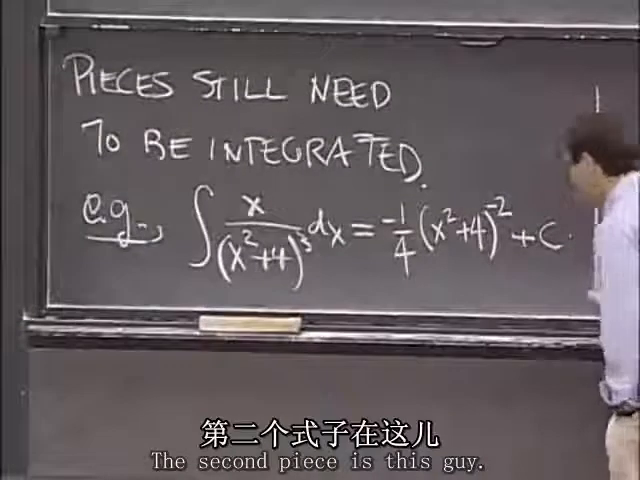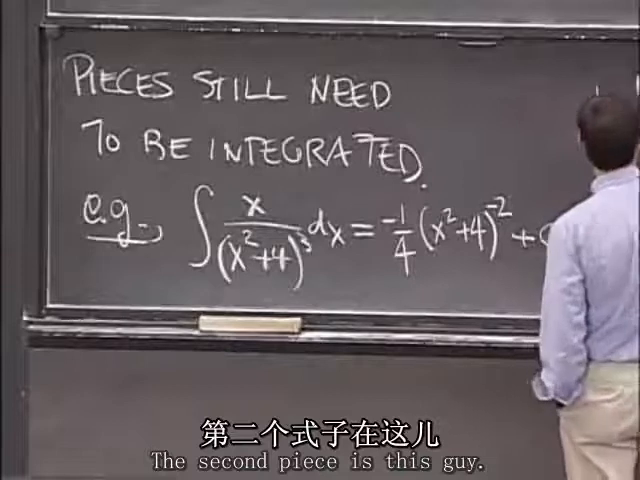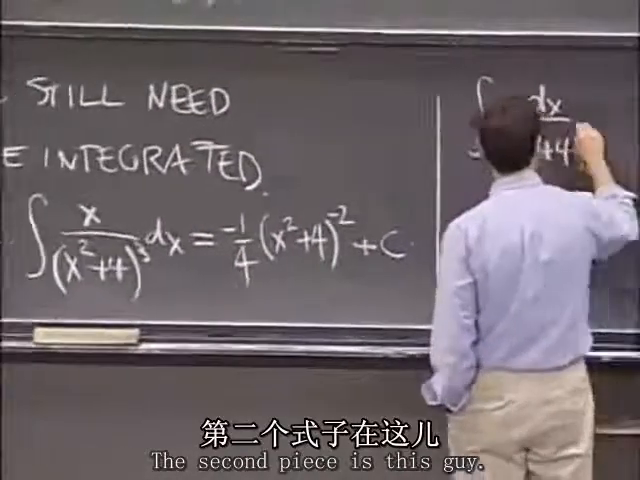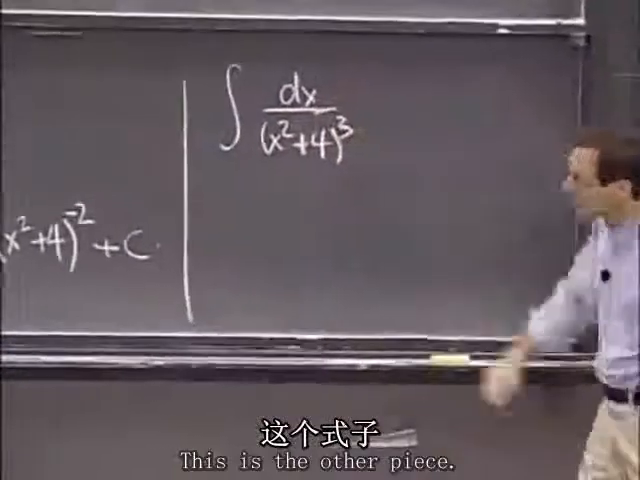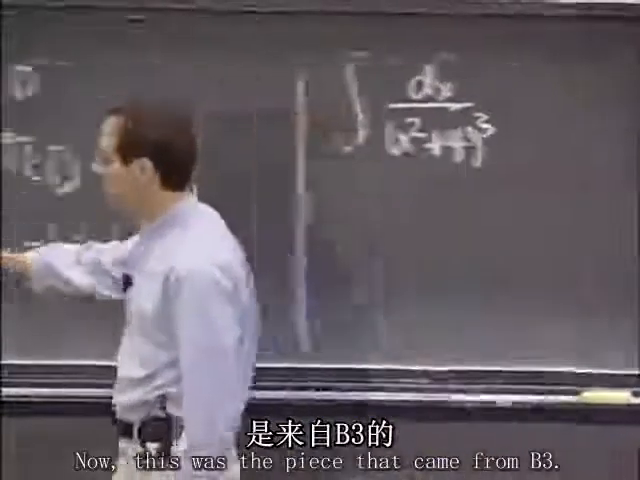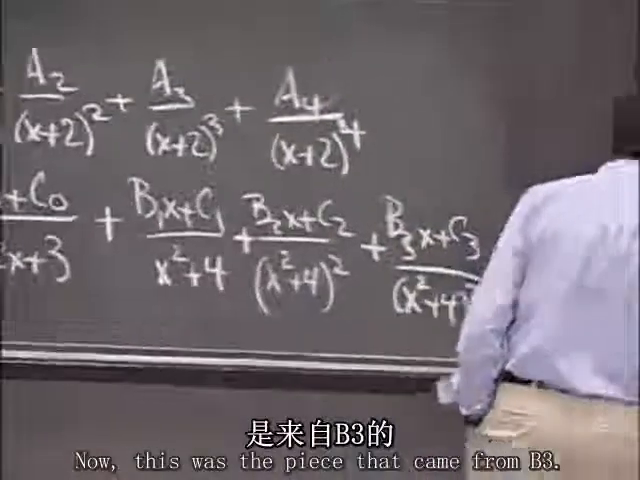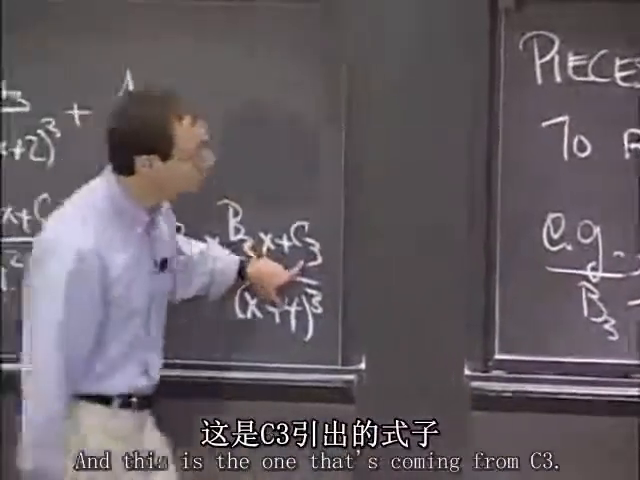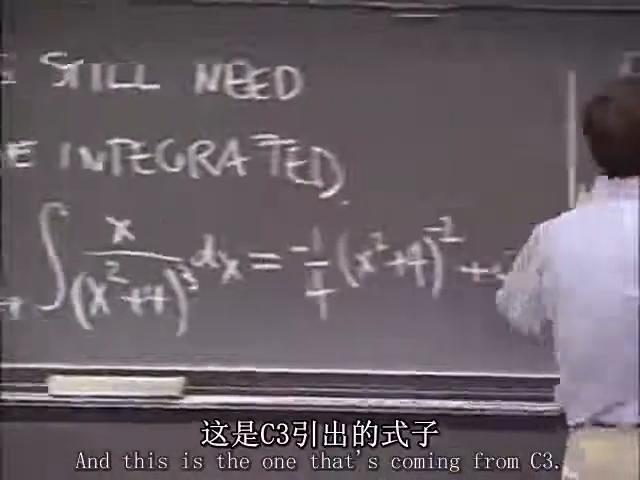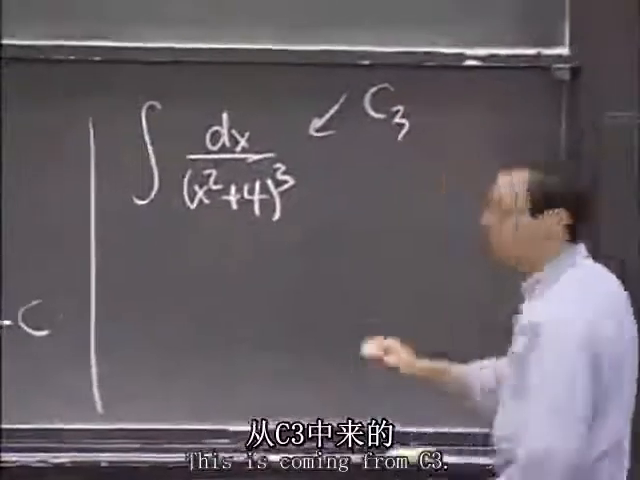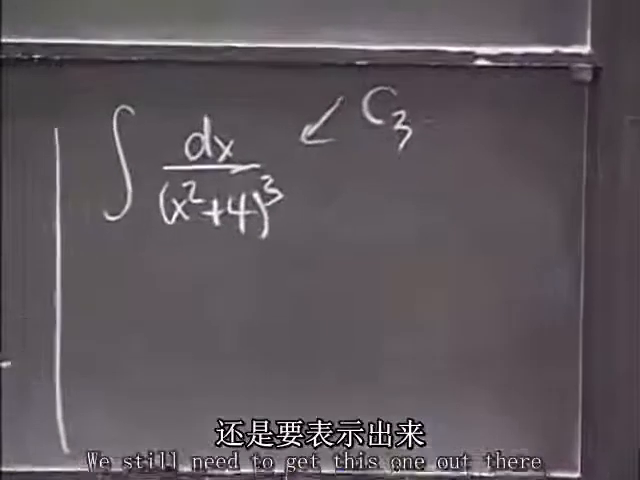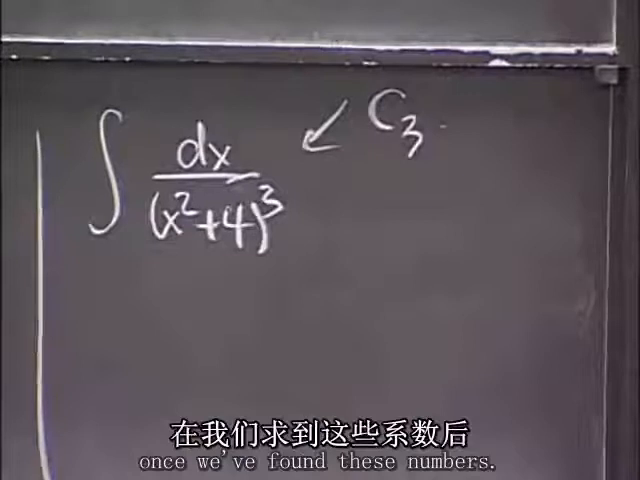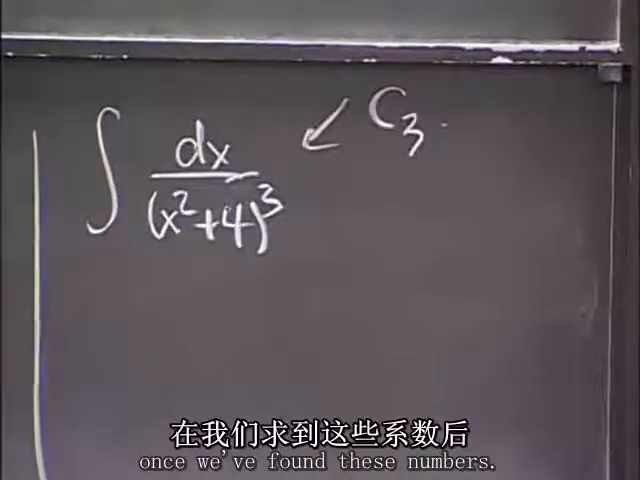The second piece is this guy. This is the other piece. Now, this was the piece that came from B3. This is the one that came from B3. And this is the one that's coming from C3. We still need to get this one out there. So C3 times that will be the correct answer once we've found these numbers. So how do we do this?